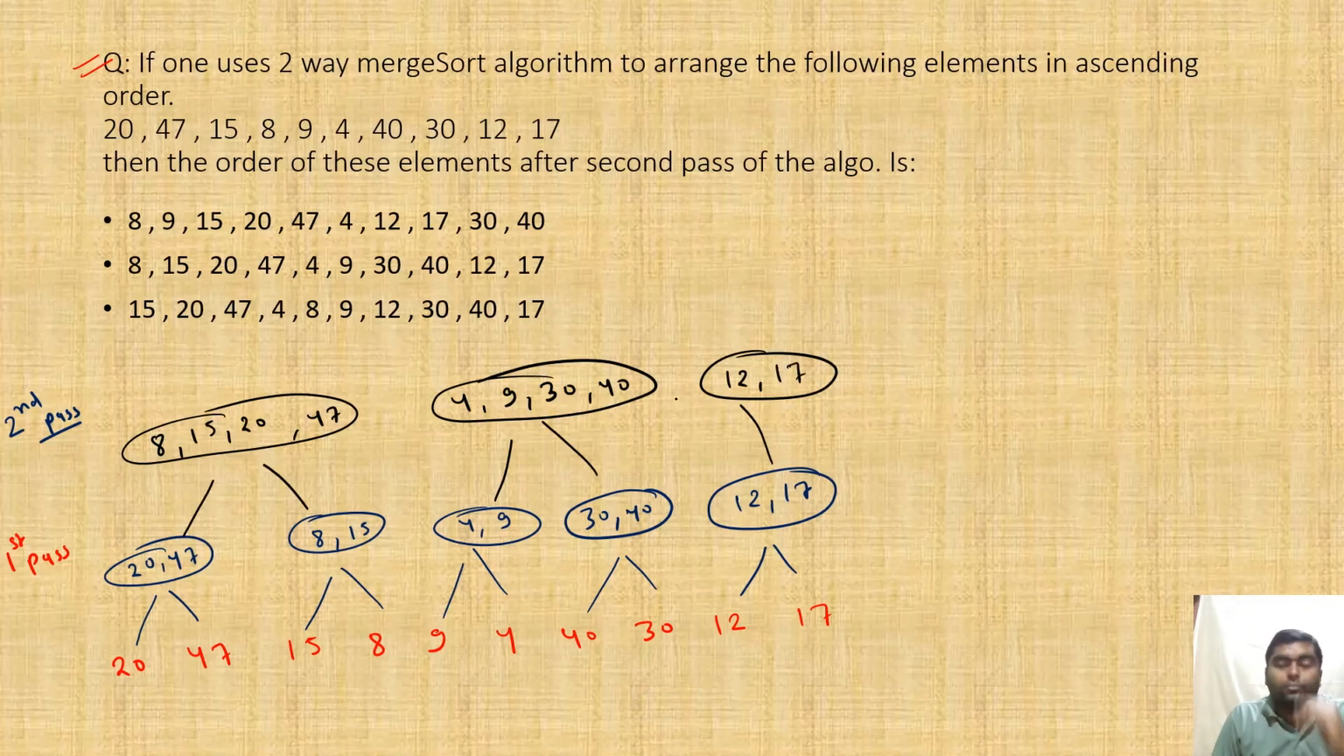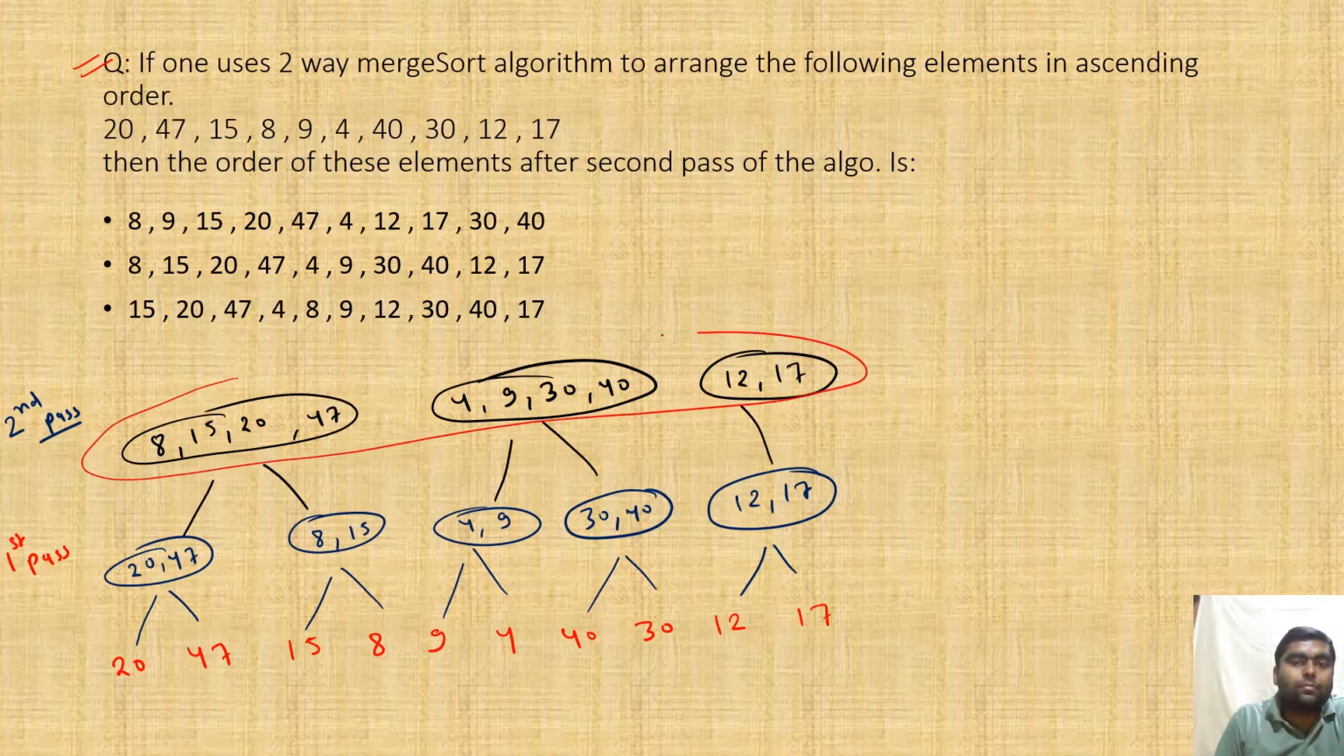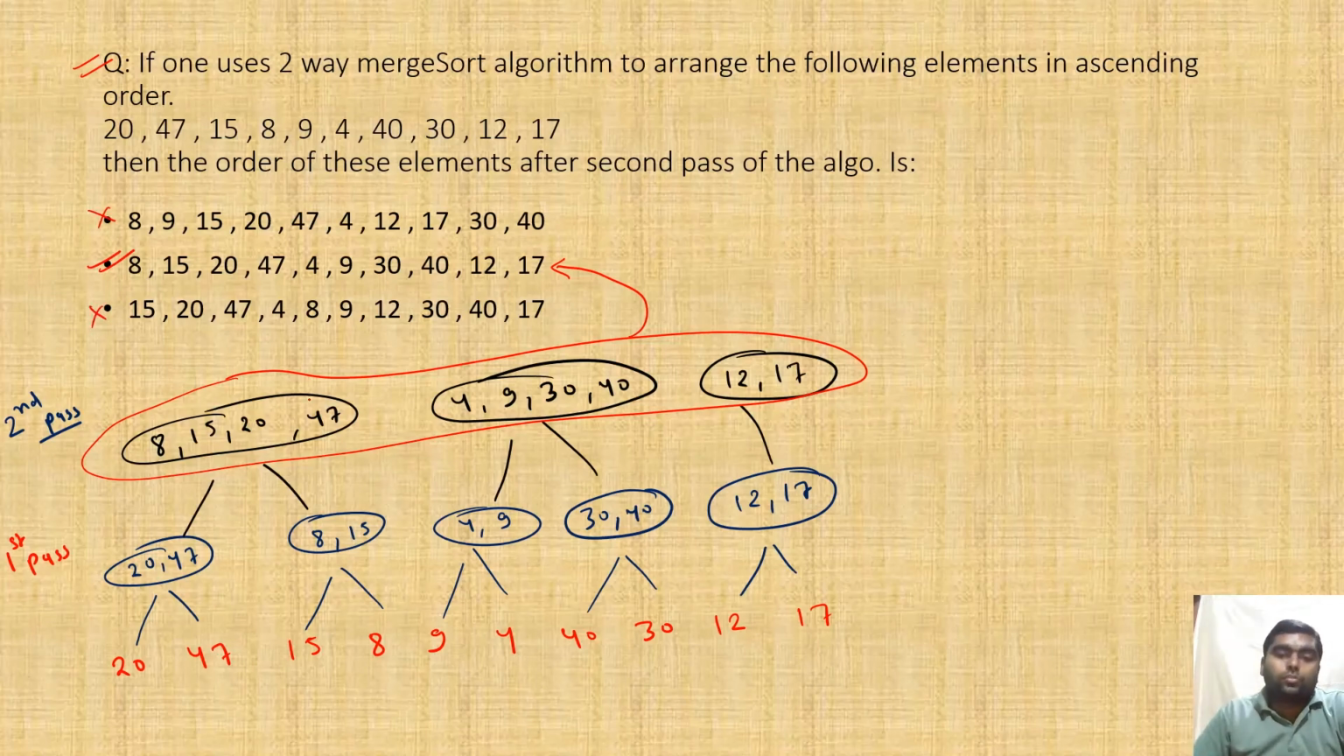Okay, so finally this is the second pass, and which option is matching correctly to this particular sequence? 8, 15, 20, 47, and 4, 9, 30, 40, and 12, 70. This is completely matching this option. That's why the correct option is this. This is incorrect and this is incorrect. Okay, so I hope that this merge sort algorithm is clear to you people.